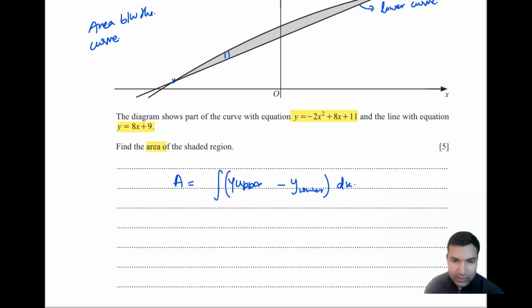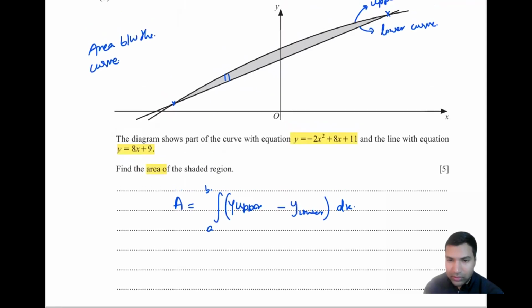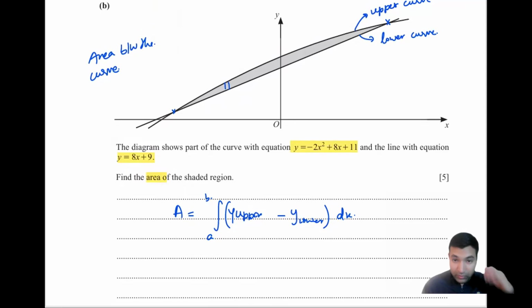Now, how do I find the limits, right? A to B, lower limit and the upper limit. So I need to solve this, because these are the points of intersection. These are the points of intersection. Okay, so how do I get the point of intersection?